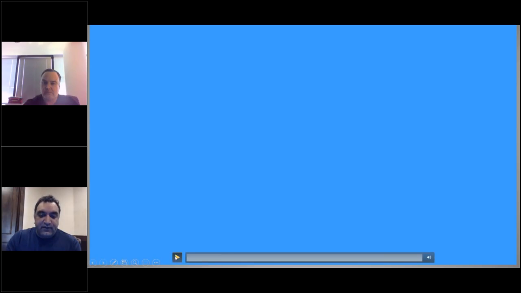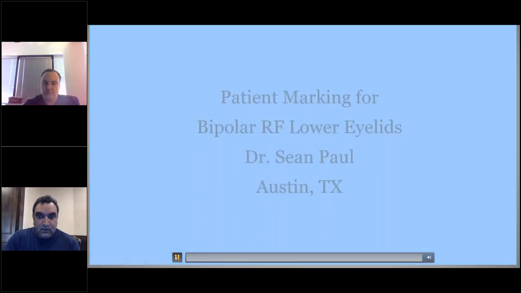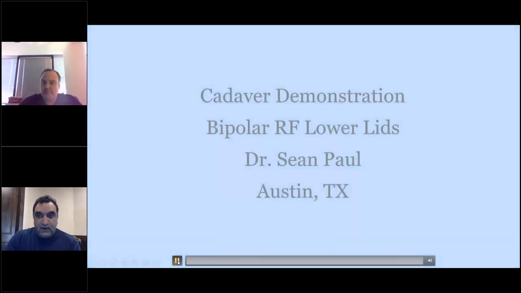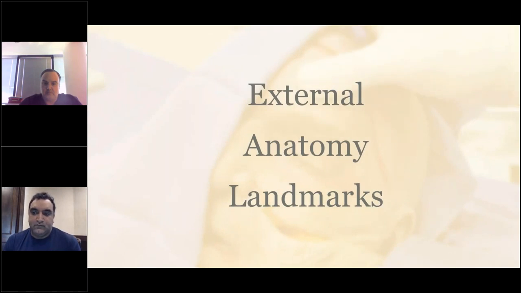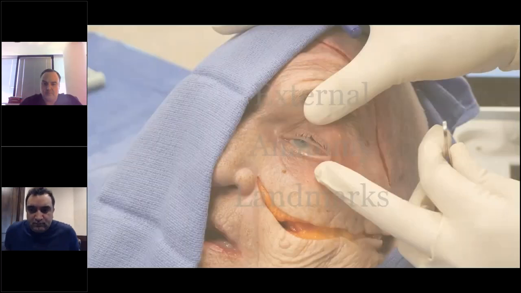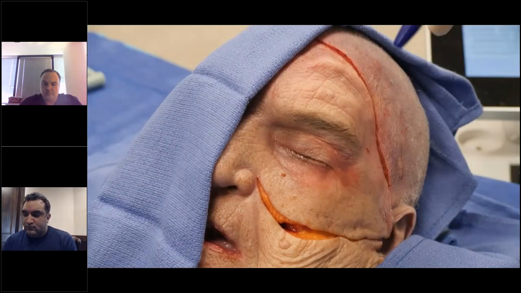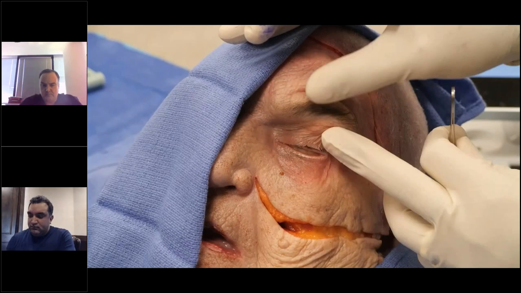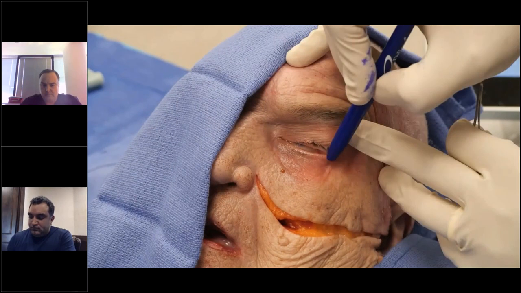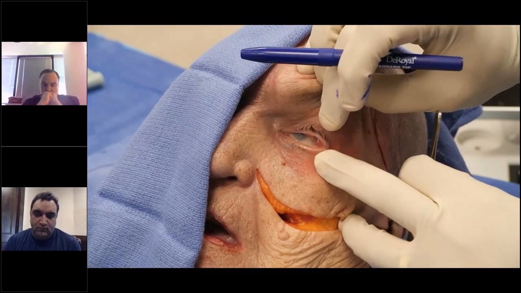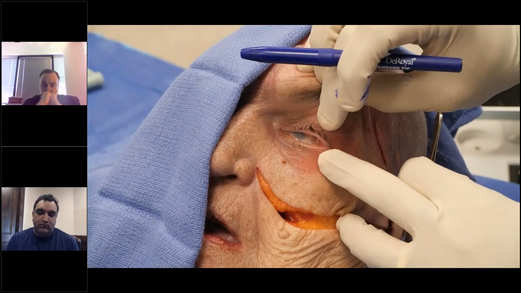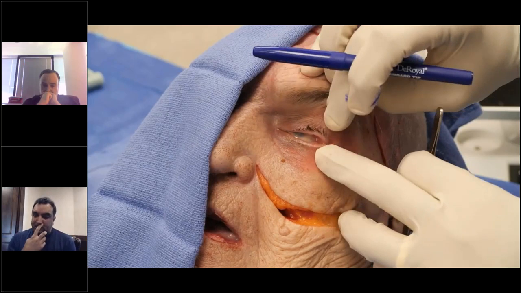I'm going to play this video here of the cadaver demonstration, approaching the lower eyelid and upper eyelid structure here. So the important landmarks to note on the lower eyelid are the lateral canthal tendon here, which is just adjacent or just below the corner of the lid, or where the commissure comes together of the upper and lower lid.